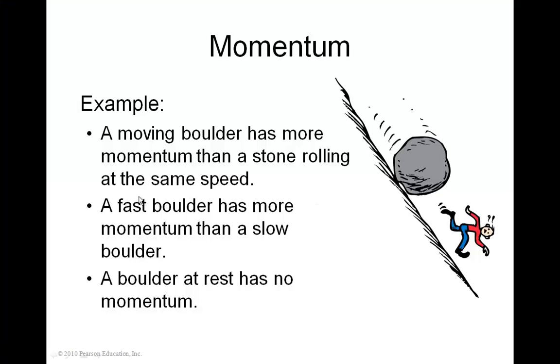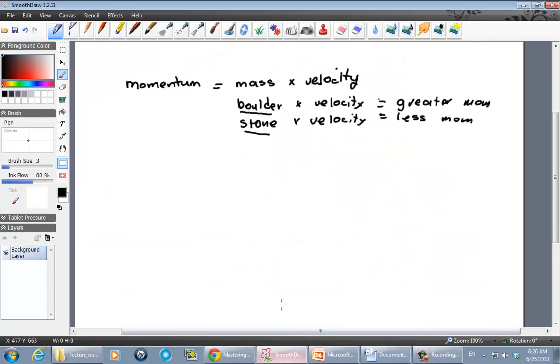Okay, now, on the other hand, let's say we had two boulders and one was faster than the other. Well, then the faster one has more momentum. So going back and looking at our equation again, if we look at the mass times velocity, if we have two things that have exactly the same mass, then the one that's going faster has the greater velocity.